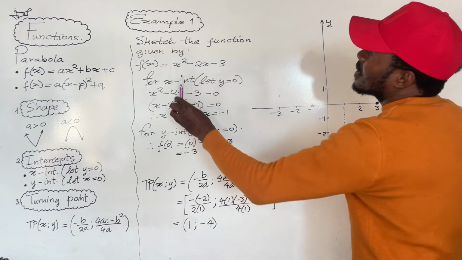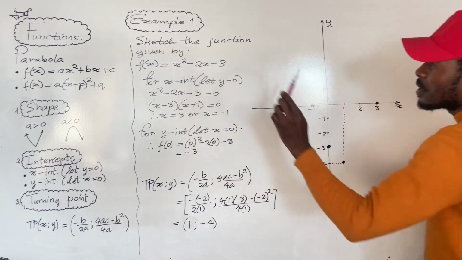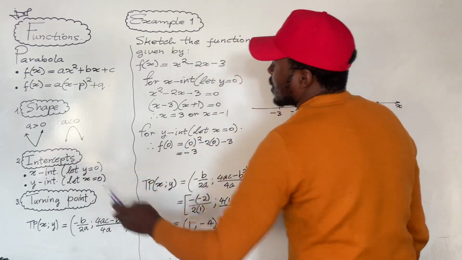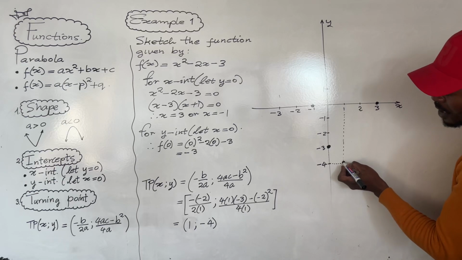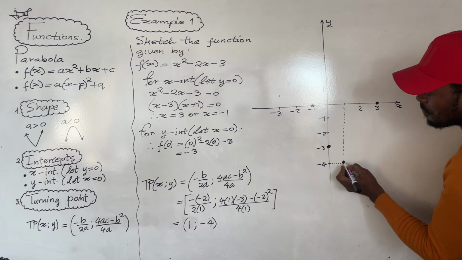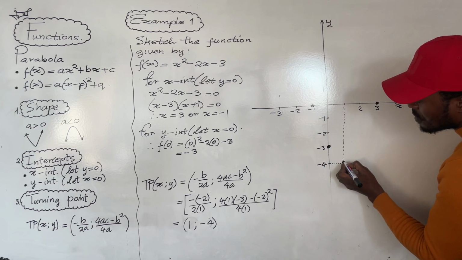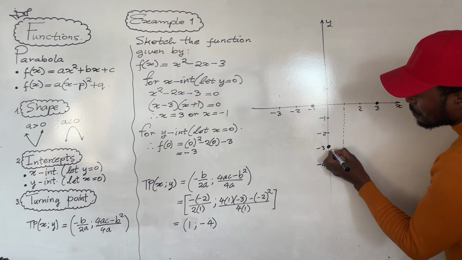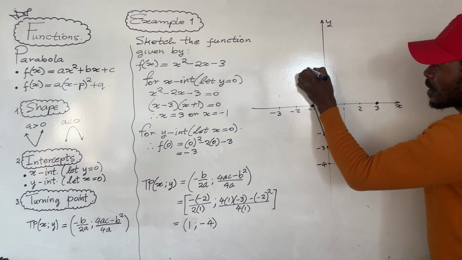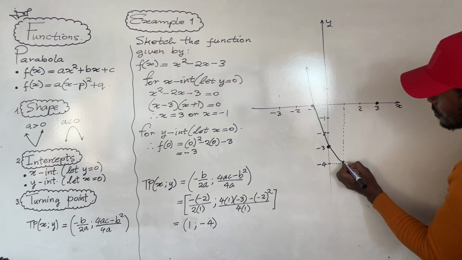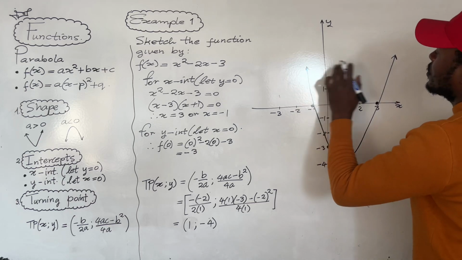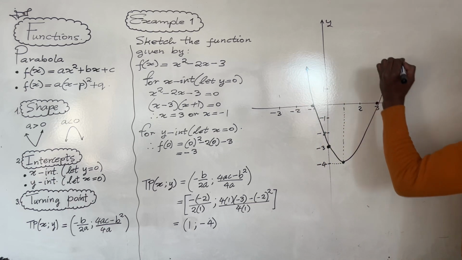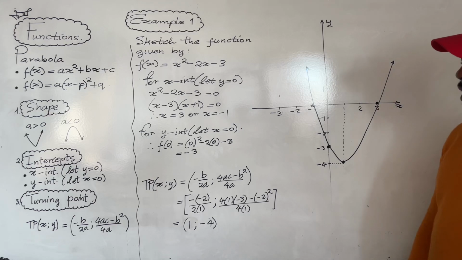In this case, we said our a is greater than 0. Therefore, we should have a smiley shape. So check, your function turns here, meaning it has the minimum value at minus 4. So if I have to sketch this function, it will appear like so. And this would be your final function.